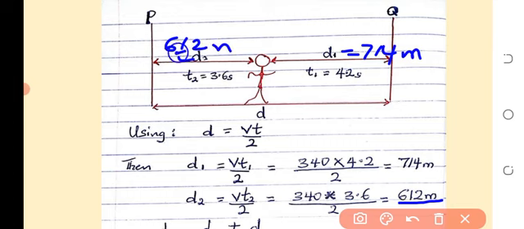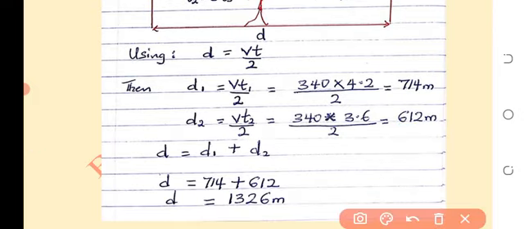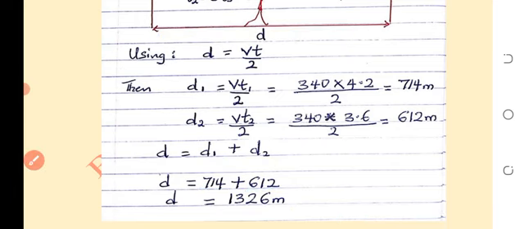Now, to know the distance between the two cliffs, we can easily add D1 and D2 together, and that is what we did here. Since D represents the distance between the two cliffs, which is equal to D1 plus D2 according to the diagram, the distance between the two cliffs will be equal to 714 plus 612, and this will be equal to 1326 meters. With this we come to the end of the problem, the calculations in this topic.